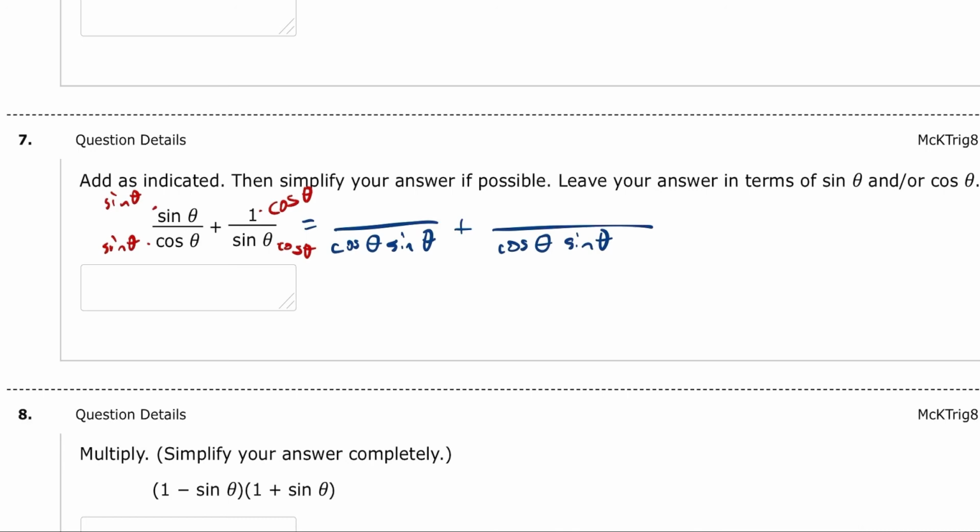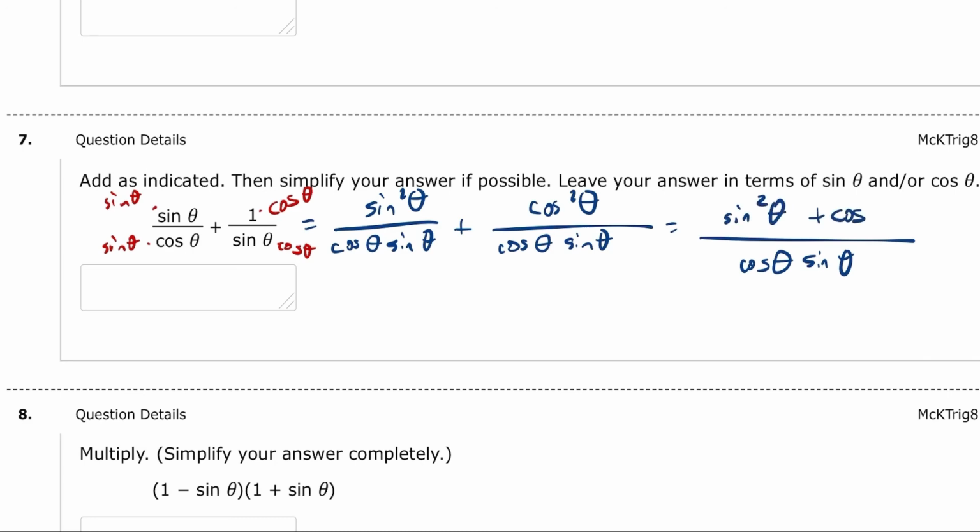And now we have sine squared theta plus cosine squared theta, which hopefully you guys recognize as sine squared plus cosine squared. Hopefully that light bulb is going off in your heads again. And that's 1, the Pythagorean identity. And that will do it: 1 over cosine theta sine theta.